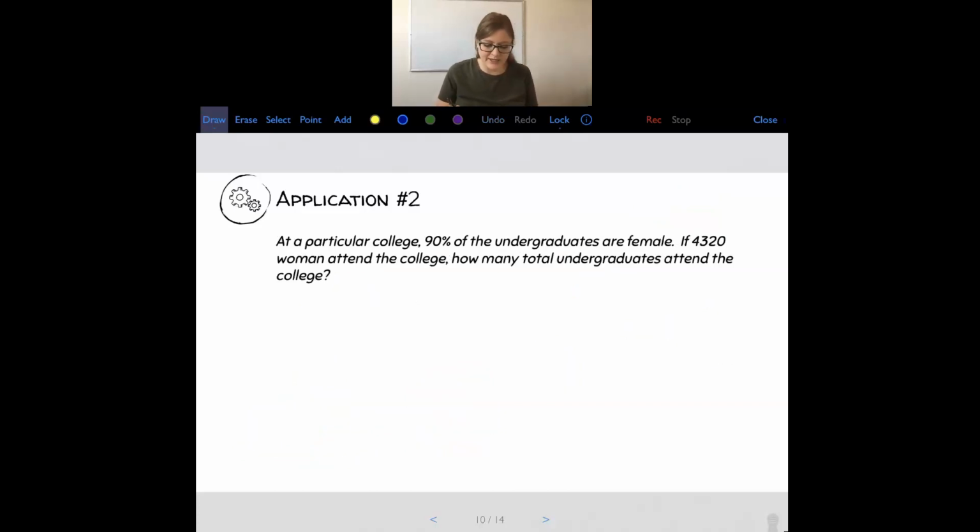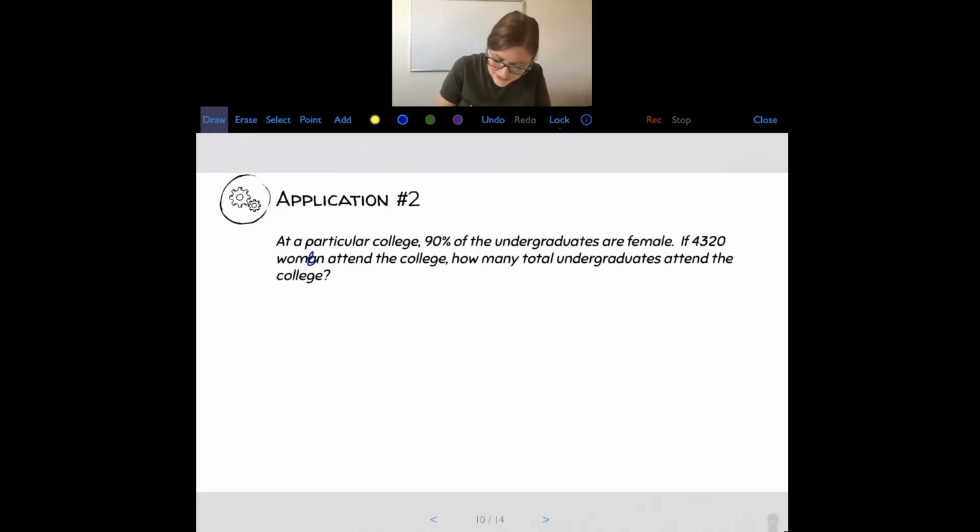Going to the next one, at a particular college, 90% of the undergraduates are female. If 4,320 women attend the college, how many total undergraduates attend the college? This should say women, okay, attend the college. So this one is a little bit different. Let's read it again. At a particular college, 90% of the undergraduates are female. If 4,320 women attend the college, how many total undergraduates attend the college?